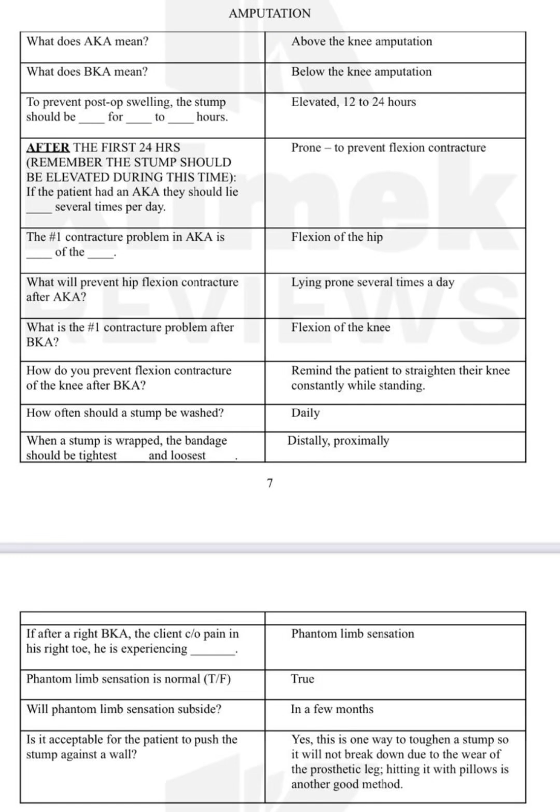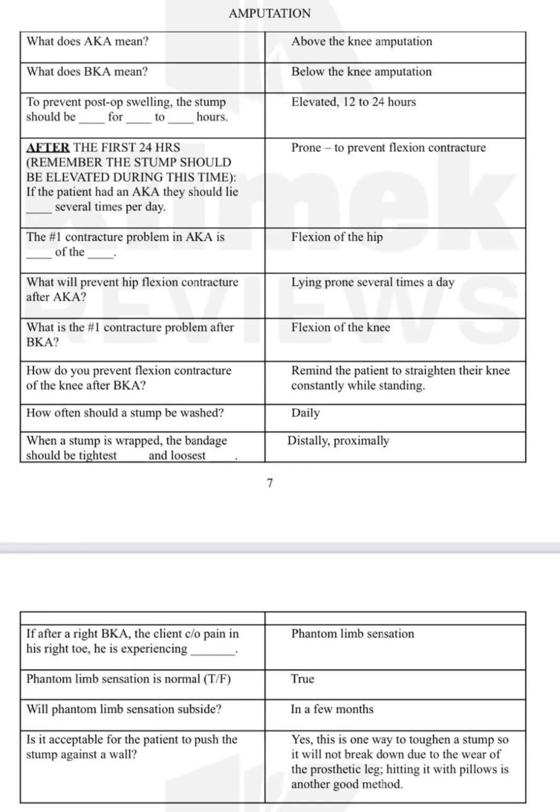10. When a stump is wrapped, the bandage should be tightest blank and loosest blank. Answer: distally, proximally. Rationale: wrapping the stump tighter at the end, distally, and looser toward the body, proximally, helps reduce swelling and shape the stump correctly for a prosthetic.